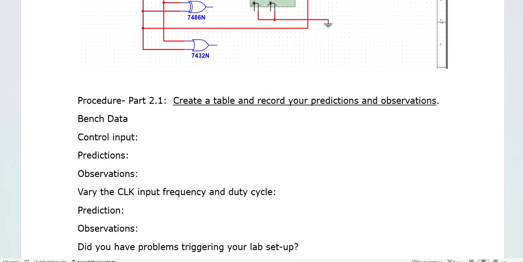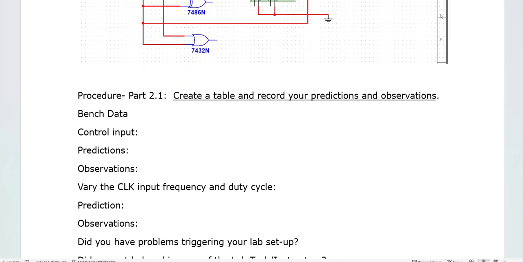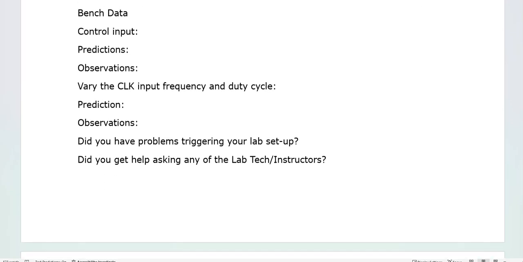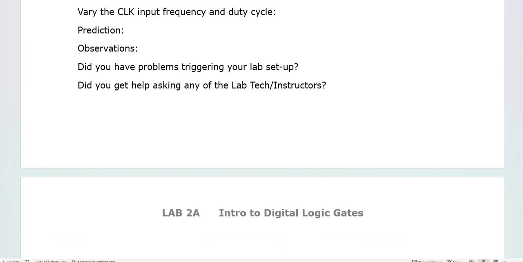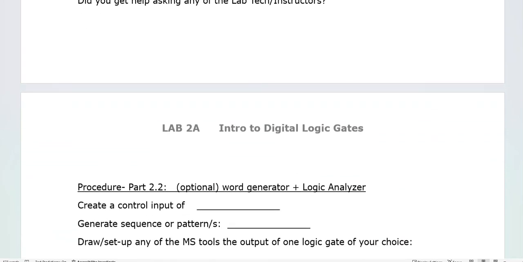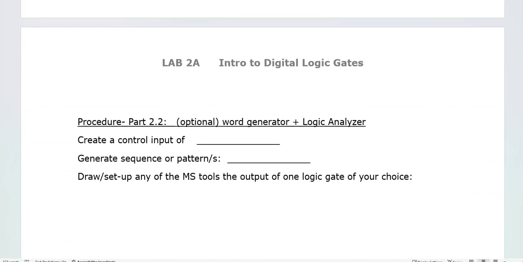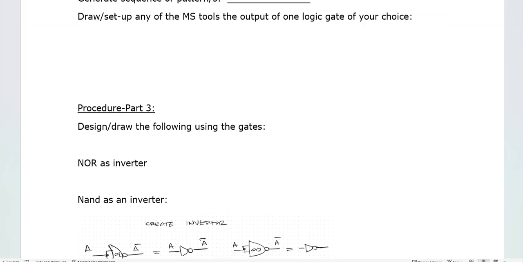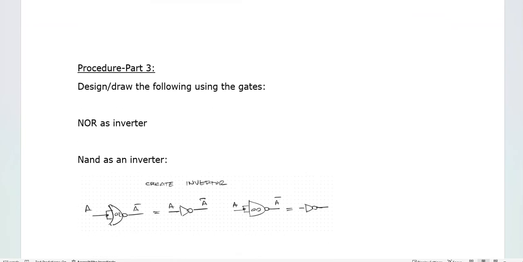Now on the updated lab 2, we may change some of that, maybe simplify it a little bit. The class from last semester was a little bit ahead, but we'll catch up. Now this is a word generator and a logic analyzer. This is optional, so you don't have to do that. This is what you've already learned.